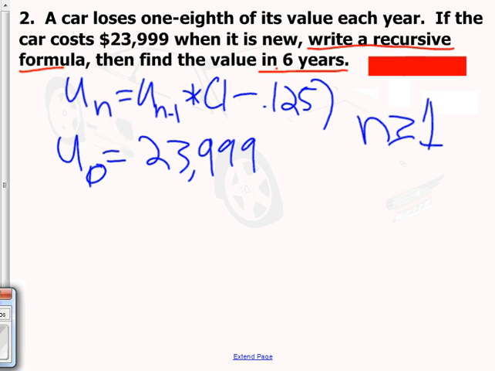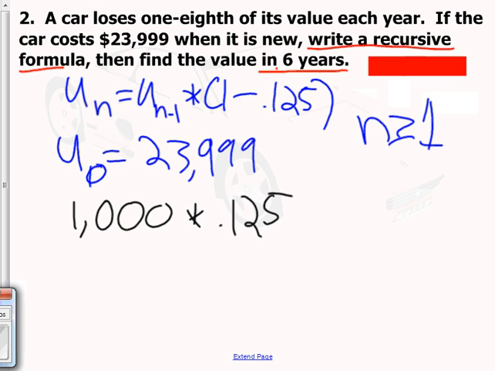0.875 versus 0.125. That's a good question. Who else got 0.875 instead of 0.125? So if the car is losing 1/8 of its value each year, what would our common ratio be? So let's say that the car is worth $1,000, and it loses 1/8 of its value. If we multiply that by 0.125, is that going to be 1/8?